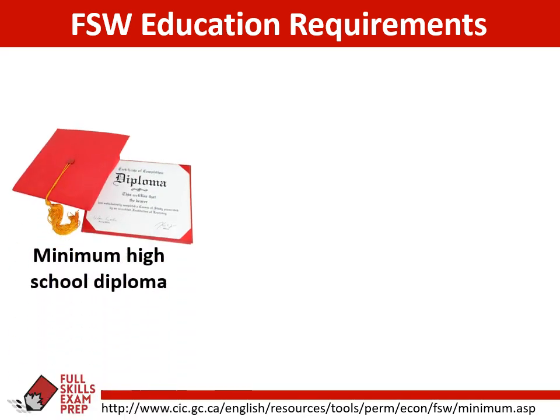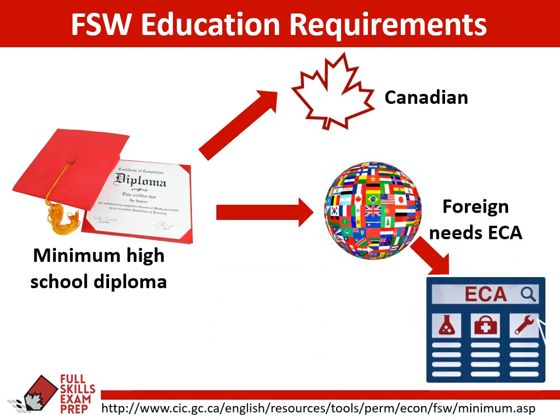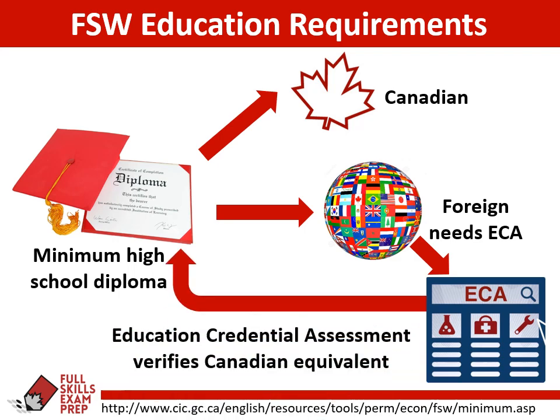Okay, so when we're looking at ECAs, remember in the Federal Skilled Worker Program, there's a minimum of a high school diploma. Now that's not just any high school diploma, that has to be a Canadian high school diploma. Of course, most people who are immigrating through the Federal Skilled Worker Program don't have a Canadian high school diploma. If that high school diploma is from a different country, which in most cases it will be, then it needs an ECA. Okay, so remember that the Education Credential Assessment will verify if that high school diploma meets the Canadian equivalent.